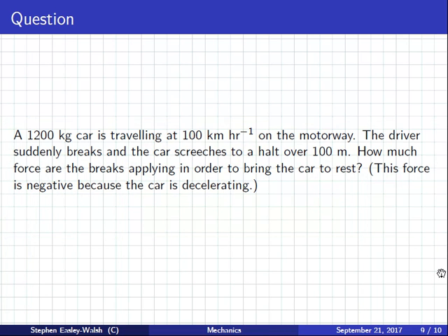Back to my car. A 1,200 kilogram car is travelling at 100 kilometers per hour on a motorway. The driver suddenly brakes and the car screeches to a halt in 100 meters. How much force? Now, of course, there's a grammar mistake again. How much force are the brakes applying in order to bring the car to rest? In other words, what's the force by the brakes?